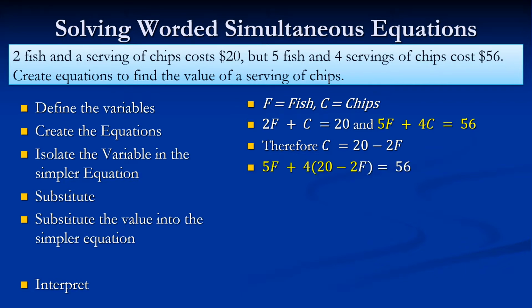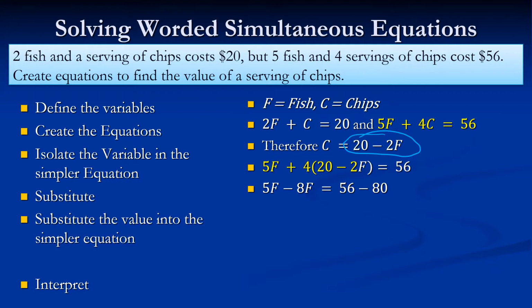And then we can isolate that variable and put it into the simpler equation. So we're saying, well, 5 fish plus 4 chips, but 4 chips is really saying 4 lots of this here. 20 take 2f, so we've just substituted that into the other equation, equals $56.